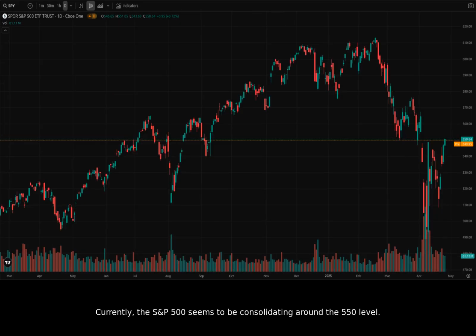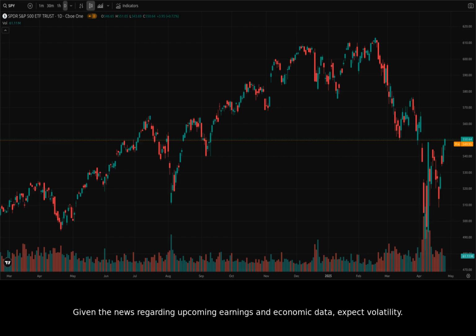Currently, the S&P 500 seems to be consolidating around the 550 level. A break above 551 could indicate a bullish continuation, potentially targeting 555 in the short term. However, failure to hold above 545 could lead to a retest of lower support levels, possibly around 540.